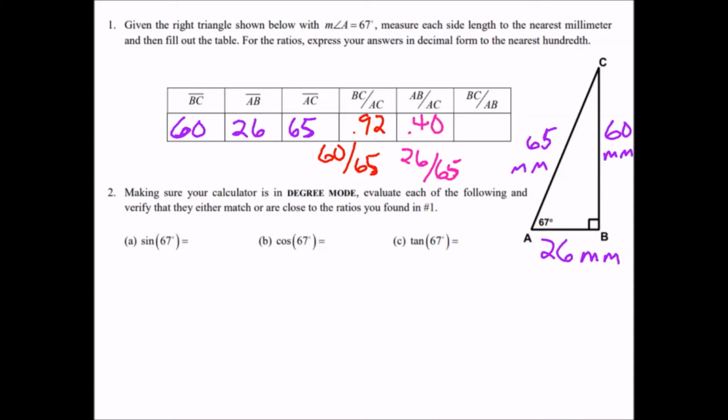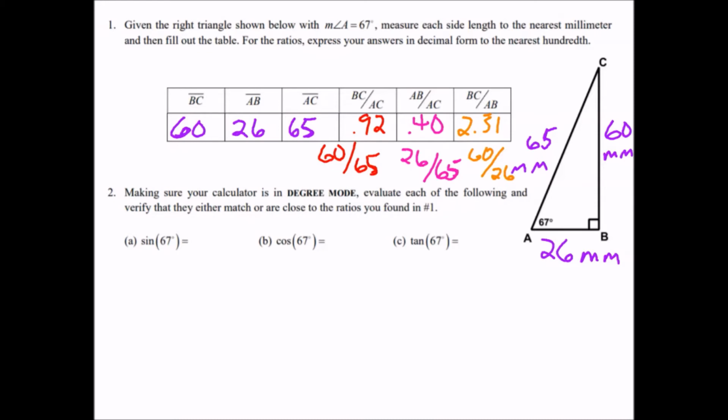And then finally, we've got BC, which is 60, divided by AB, which is 26. And 60 divided by 26 is 2.31. And just one more time, you might have slightly different numbers depending on your measurements.